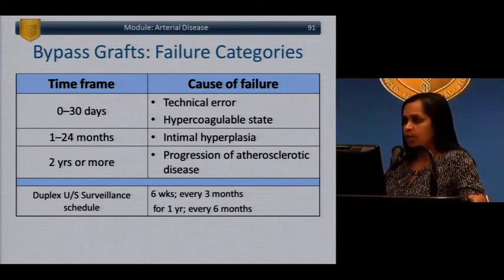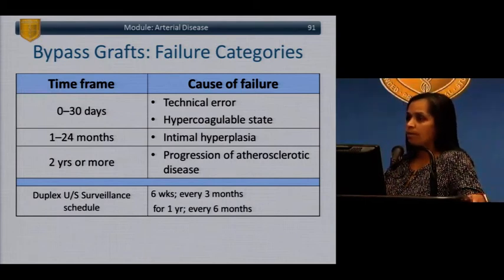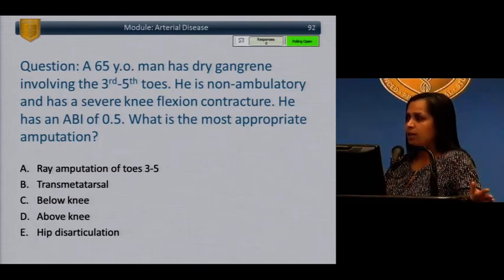I tend to do a post-op, and then every 3 months for the first year, and after that every 6 months. But the exact surveillance time periods can vary.